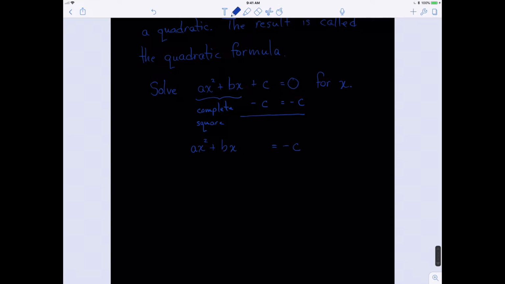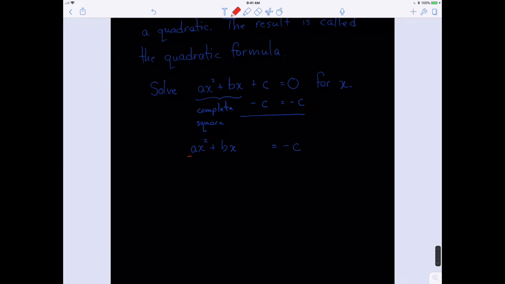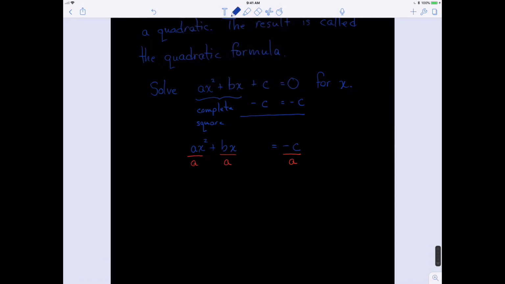Now remember, we said that we want a to be 1, so let's divide every single term by a. I'll show this additional step in red. I divide the first term by a, the second term by a, and the right-hand side by a. And now the result is x squared plus b over a times x equals negative c over a.